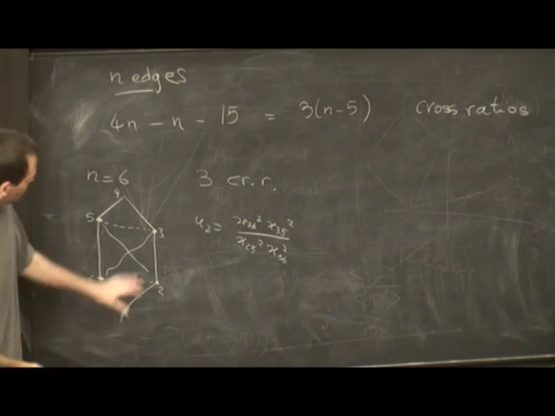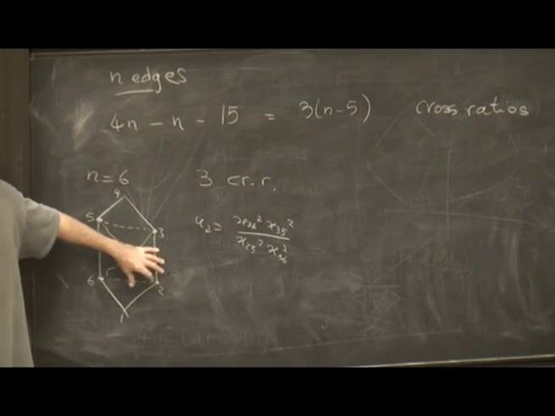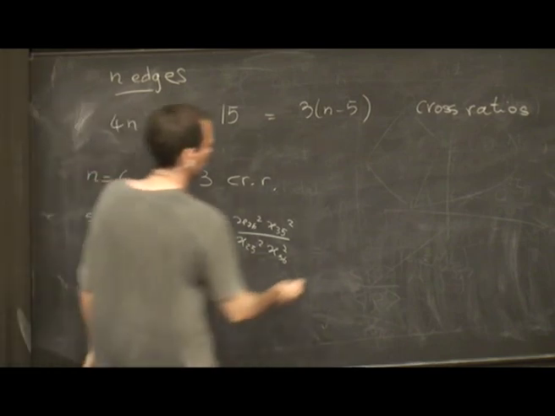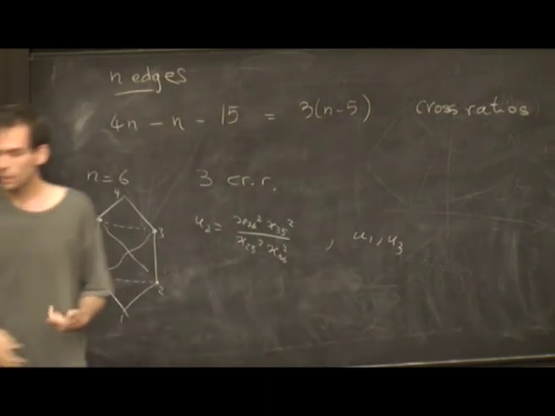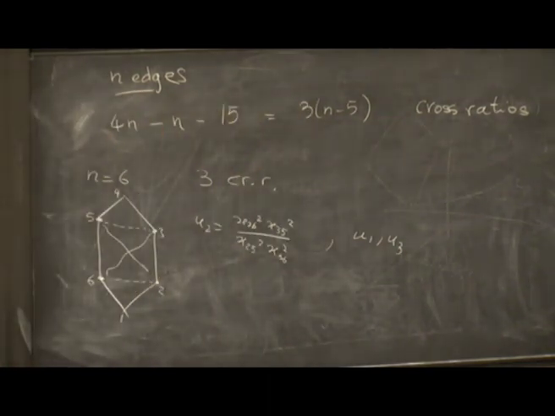Then you can move this picture around by doing some cyclic reordering, and you can construct 2 other cross ratios, U1 and U3. And then you can convince yourself that there is no other. So indeed, there are 3 cross ratios that we can construct for a hexagonal Wilson loop. Okay?